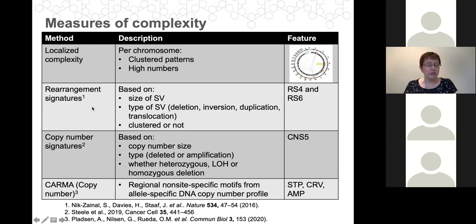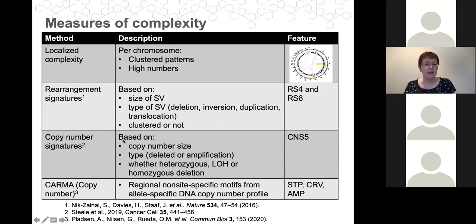Analogous to mutational signatures, you can also look at rearrangement signatures. So these were first reported in breast cancer. And instead of categories based on trinucleotide context of point mutations, these are categories based on the size of the SV, the type of the SV, such as, for example, whether a deletion, and whether the SVs are clustered or not. There are a number of rearrangement signatures, and 2 of these can be considered signatures of complexity, so RS4 and RS6.